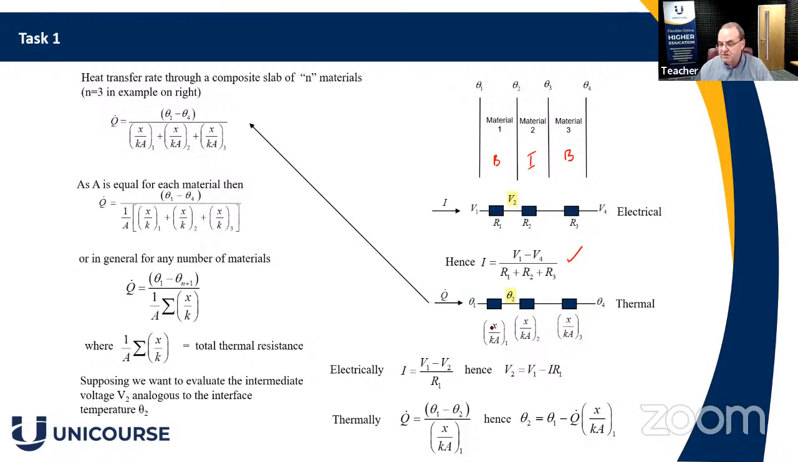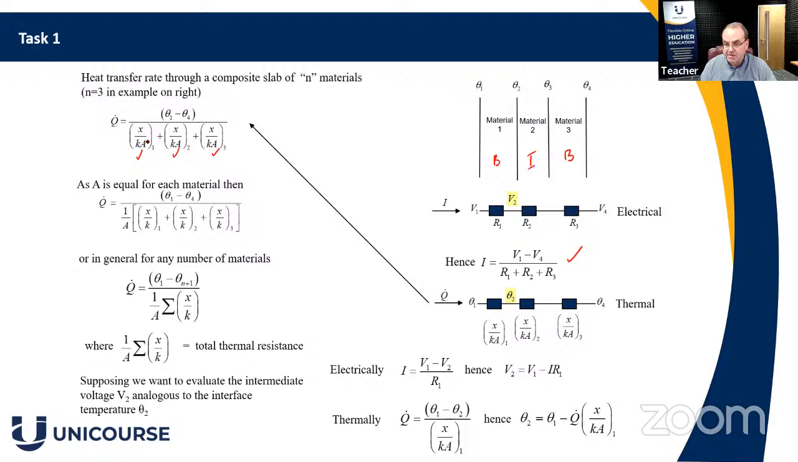And we know the thermal resistance is given by the thickness of the particular material divided by its thermal conductivity times the area. So like the electrical system, if we want to know what Q is, simply, Q is the temperature difference over the whole system, which is θ1 minus θ4, divided by the sum of the thermal resistances for material 1, material 2, and material 3.